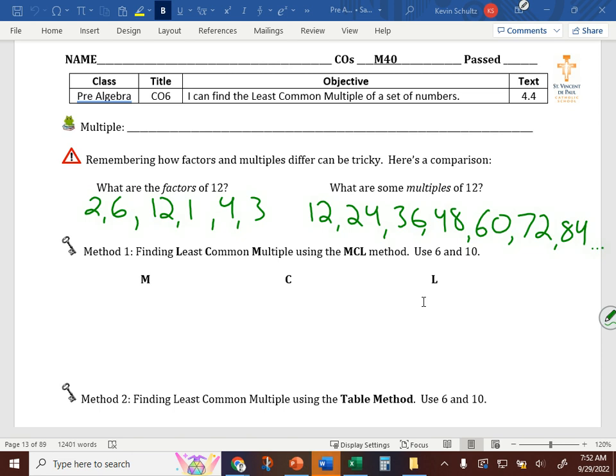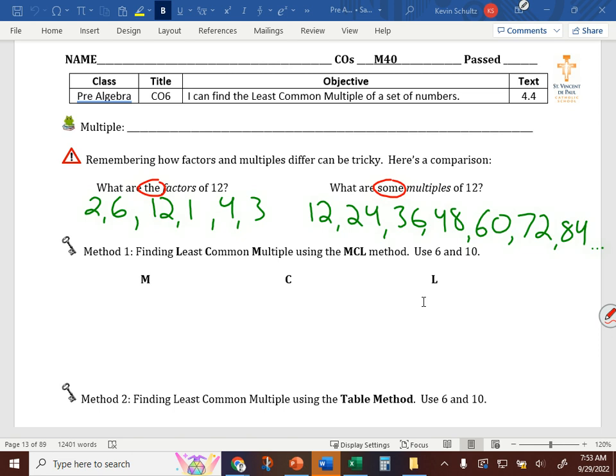Notice my wording in how I asked these two questions. I said, what are the factors of 12? And then what are some multiples of 12? Why did I choose those words here? Because in the factors, there's only a limited amount, and in the multiples, there's an infinite amount. Exactly, right? Factors, there's only 6 of them. Those are the only numbers that go into 12 evenly. Whereas with multiples, because we're getting bigger, we're adding 12 over and over again. That can go on forever.